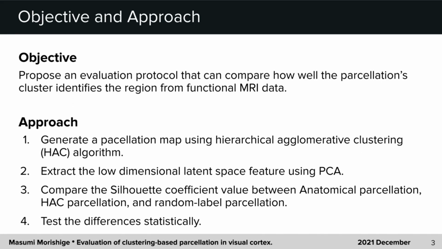Next, we compared the silhouette coefficient value between anatomical parcellation, HAC parcellation, and random label parcellation. This silhouette coefficient value represents how well the clusters were separated. And finally, we tested the difference of the silhouette coefficient values statistically.